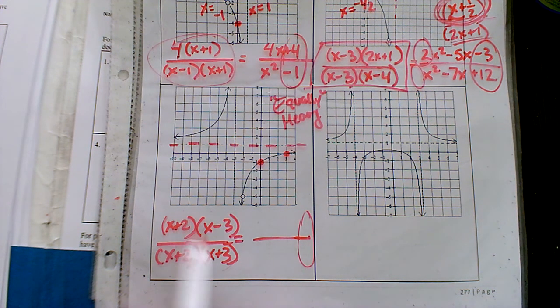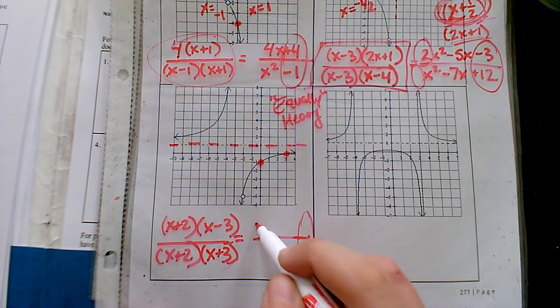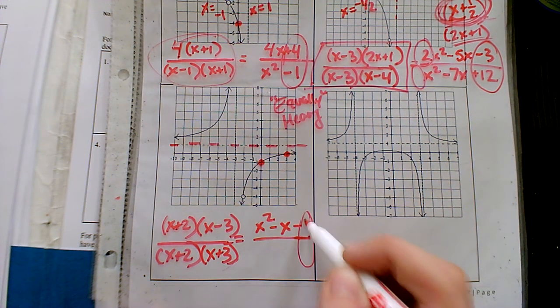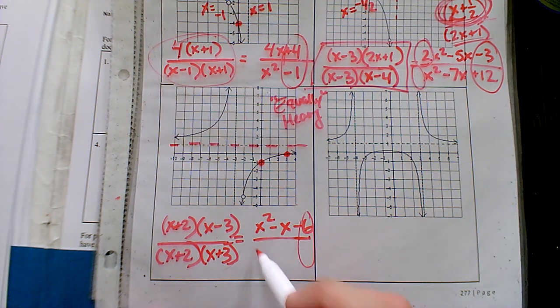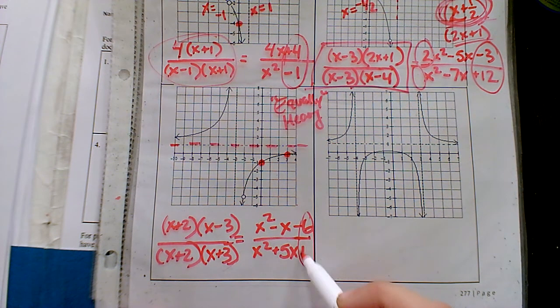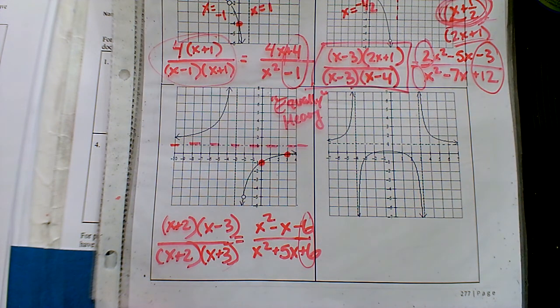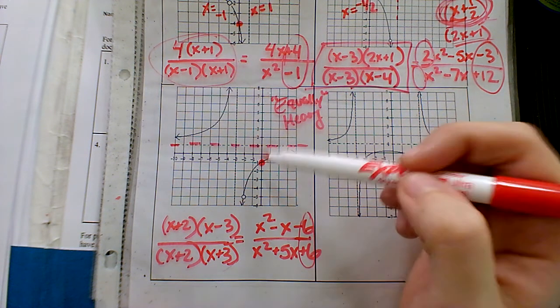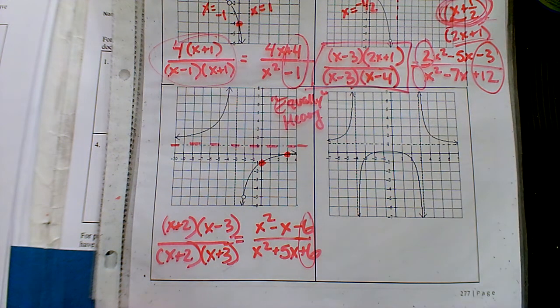So let's go ahead and distribute, do a FOIL process. We'll get x squared minus x minus 6, and then x squared plus 5x plus 6. Now if we go back to Matt's y-intercept, notice how negative 6 divided by positive 6 would give us the value of negative 1. So it seems like our factors were good.